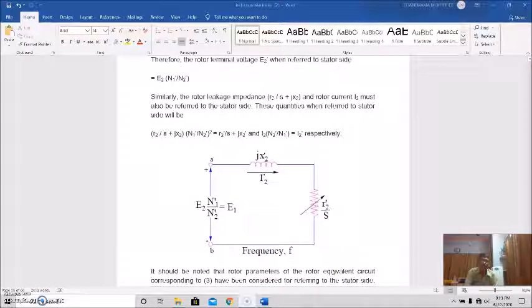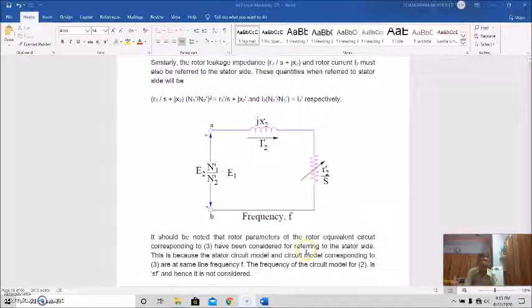so we are able to get the transferred quantities at the stator of the rotor quantities. This is because the stator circuit model and the circuit model corresponding to the rotor equation 3 are at the same line frequency F. Therefore, the frequency of the circuit model for equation 2 is SF, that is the slip frequency, and so it is not considered, because the stator circuit model is drawn at supply frequency and the rotor circuit model has also been transferred to the stator side at supply frequency.